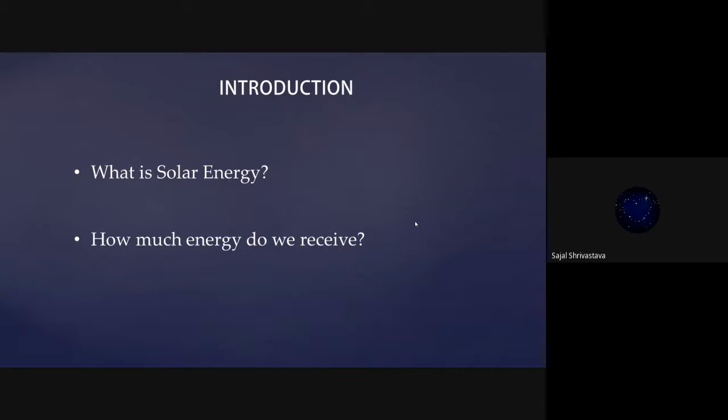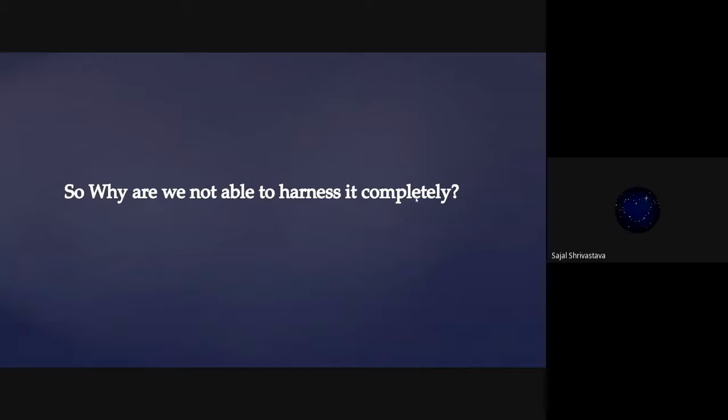We receive a limitless amount of energy from the sun, and we will be receiving a limitless supply from the sun for the rest of our lives. So if we are getting this much energy from the sun, then why are we not able to harness it completely and be dependent on solar energy?